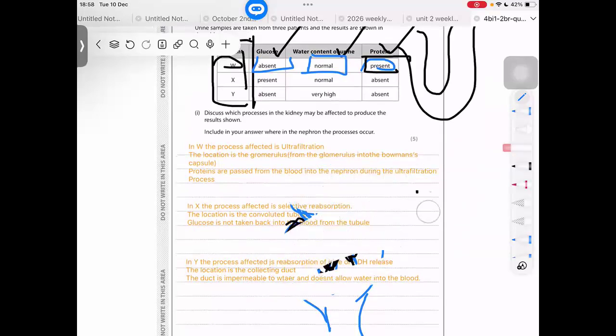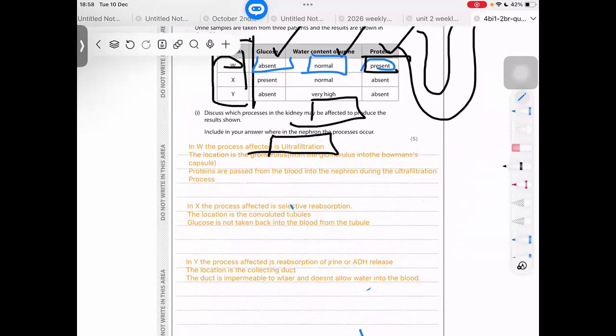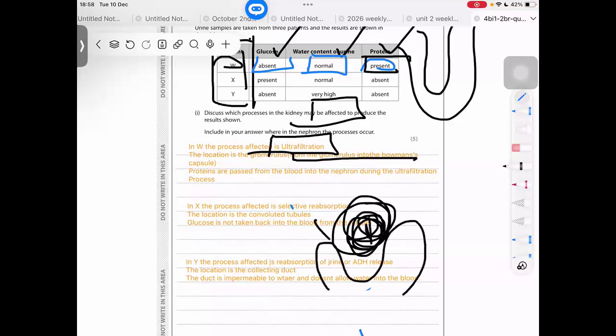So the issue is ultrafiltration, right? They're asking us to mention the process which is being affected, and the process being affected is ultrafiltration. And where exactly does this ultrafiltration take place? It's better to write that it takes place from the glomerulus into the Bowman's capsule, rather than just saying it happens in the glomerulus, because it happens using both of these, right?